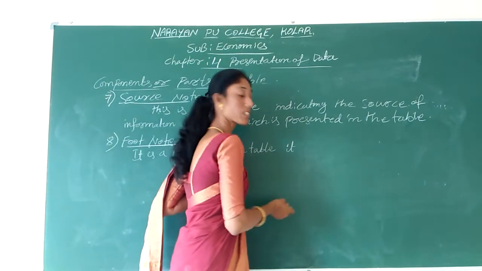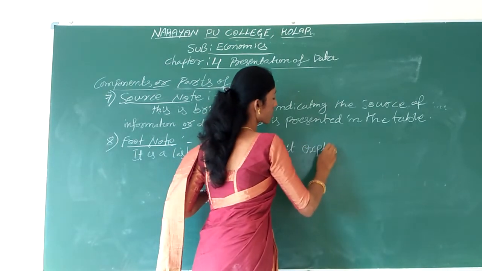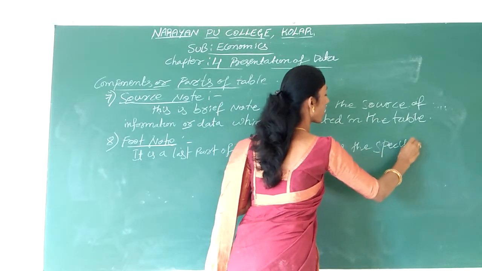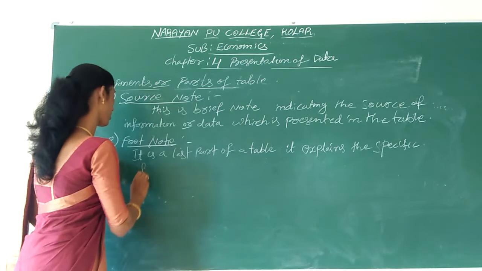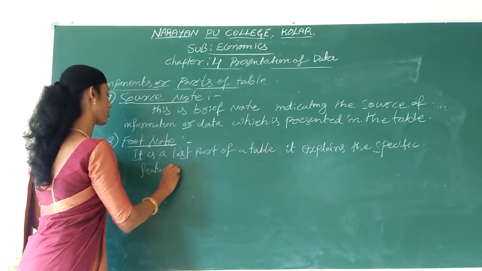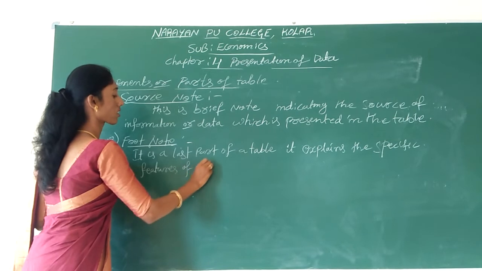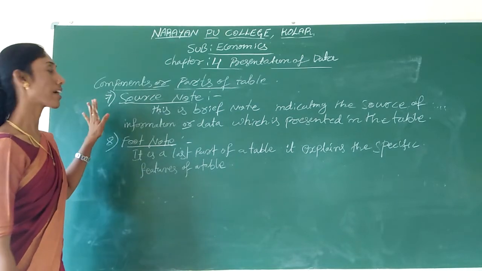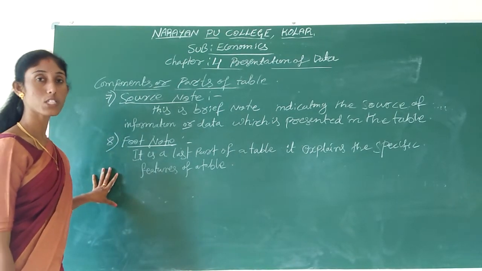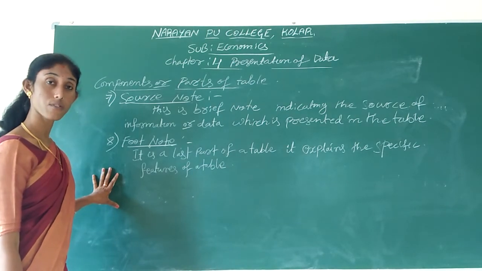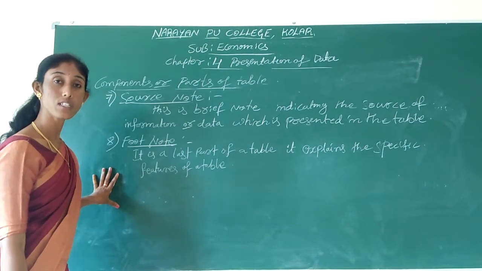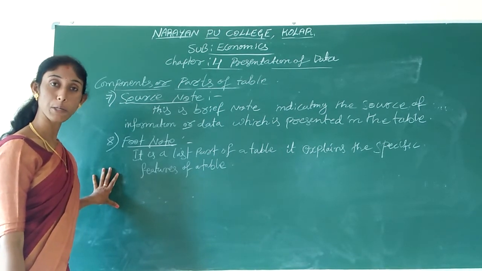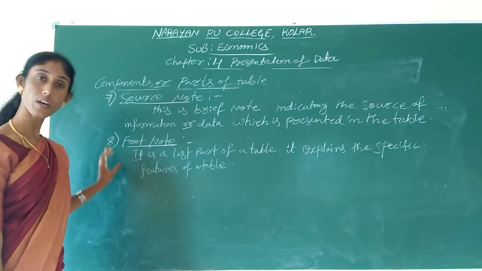It explains the specific features of a table. Got it? It means like a conclusion. These are the 8 parts of a table. This is a most important question. They will ask for 4 marks, even sometimes 6 marks: What is a table? And mention the parts of a table. Then you need to write all the 8 parts and give a short explanation for each part.